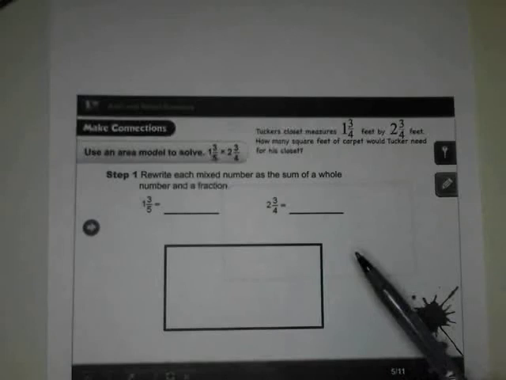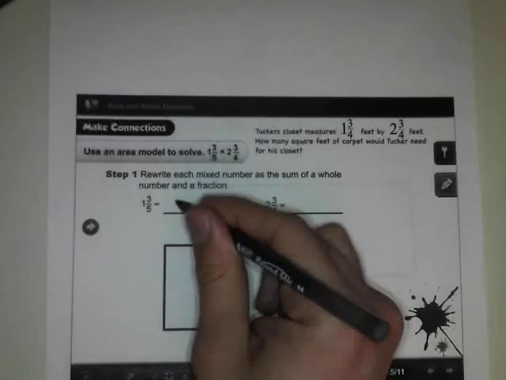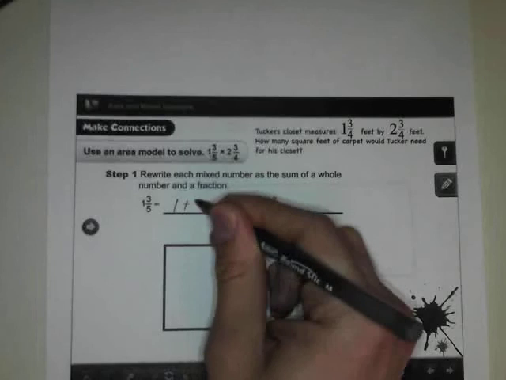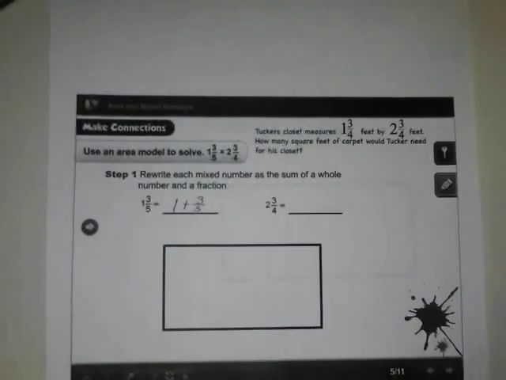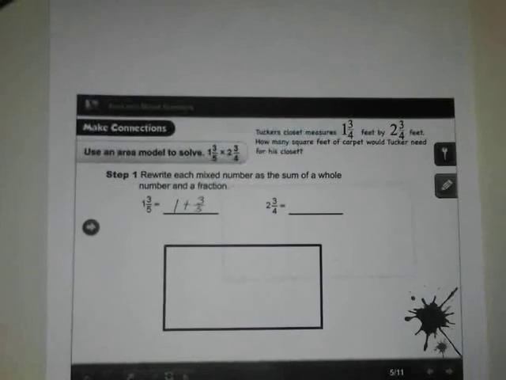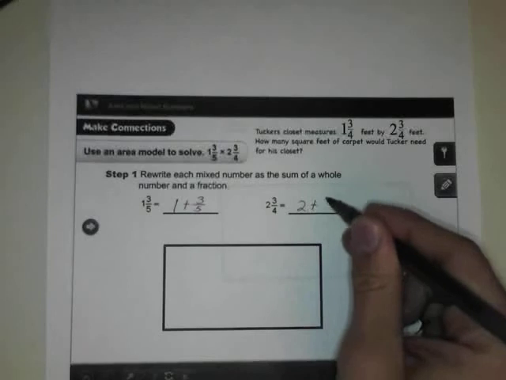So what we're going to start off by doing is here we have 1 and 3/5. What we're going to do with 1 and 3/5 is we're going to split it up. So the students know that 1 and 3/5 actually equals 1 plus 3/5. And we also know that 2 and 3/4 equals 2 plus 3/4.